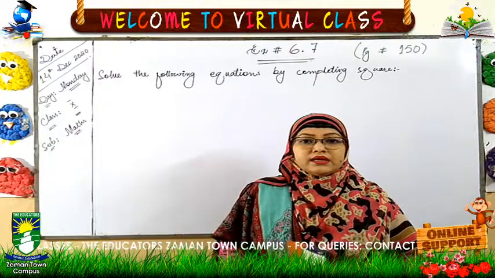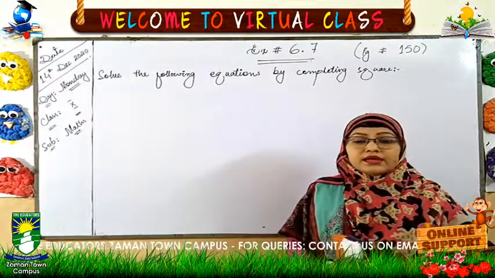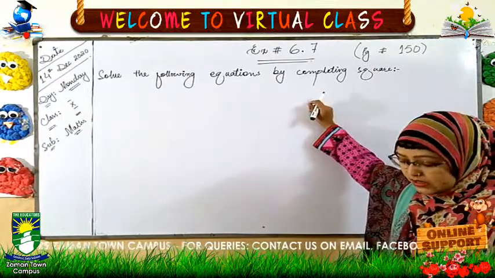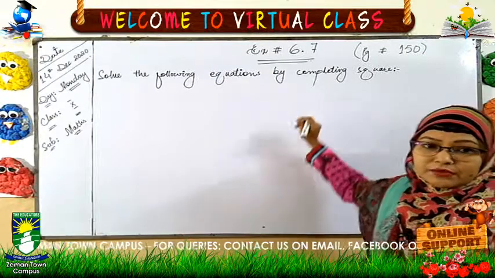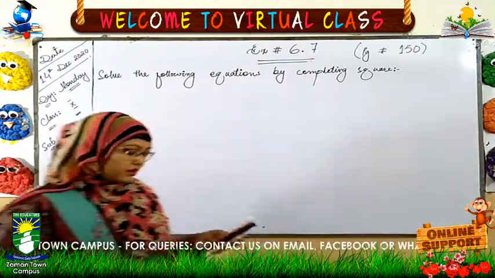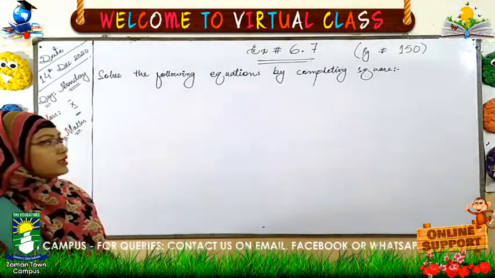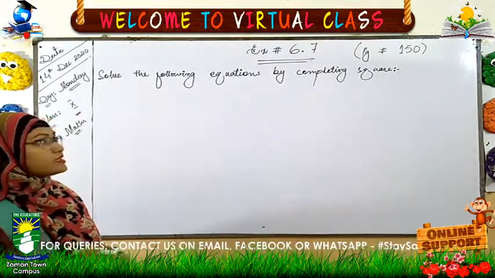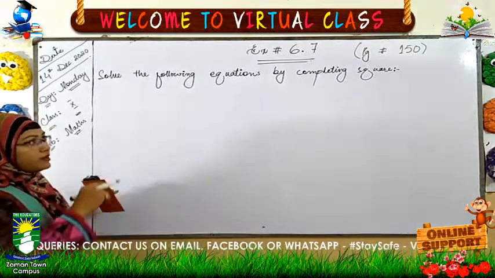Good morning class. Today we are continuing exercise number 6.7. We had started exercise 6.7 in the previous class. Today we will continue the questions. In the previous class we were doing question number 1, 2, 3 and 6. Today we will do question number 8, 9 and 10 for the same exercise.